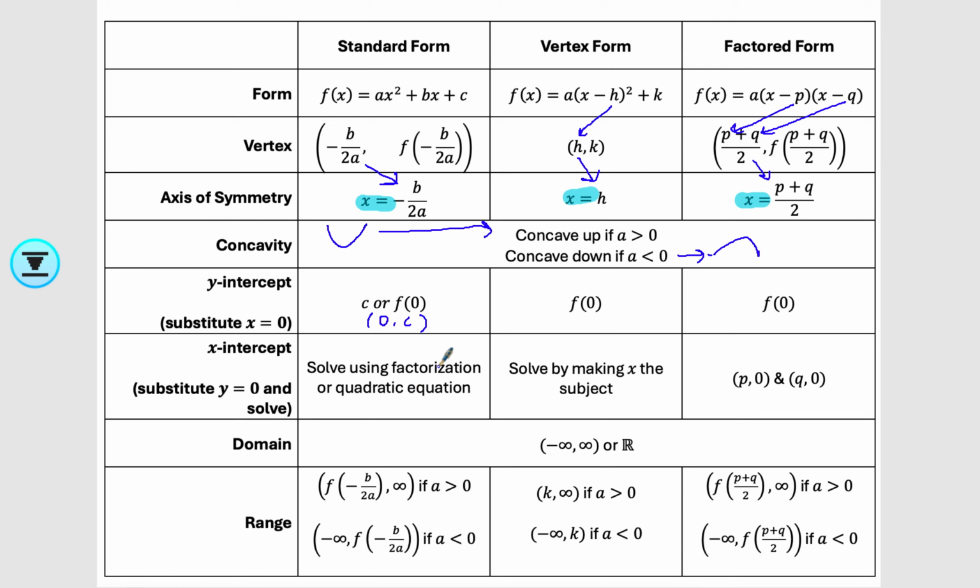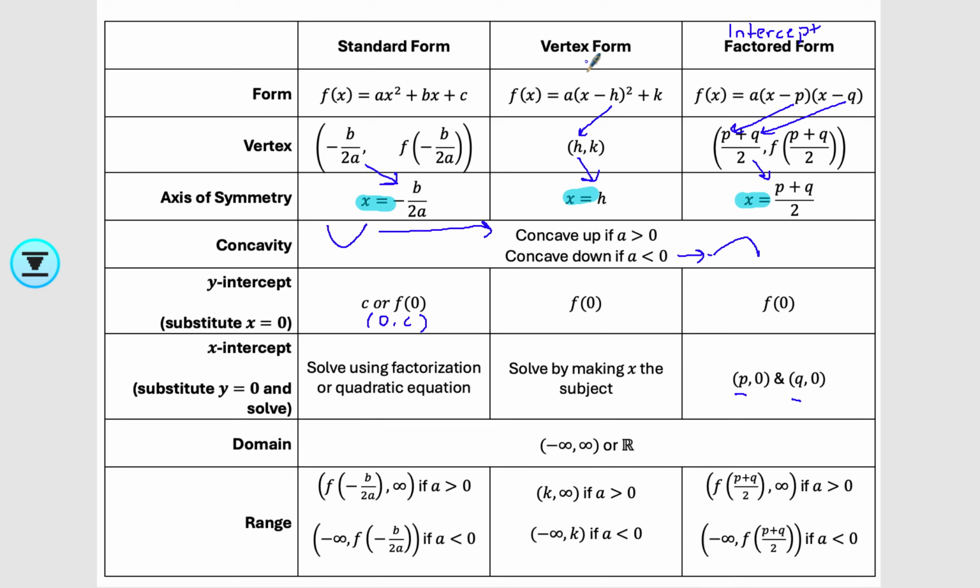So there are different ways to find the x-intercepts. If you're in vertex form, you solve by making x the subject. If you are in factored form, it's already given. It's the p and the q value. That's why factored form is also called intercept form.